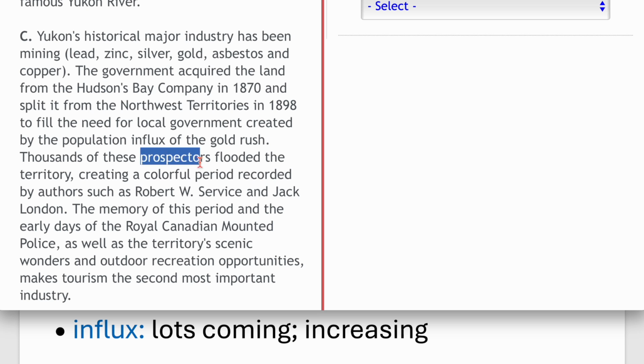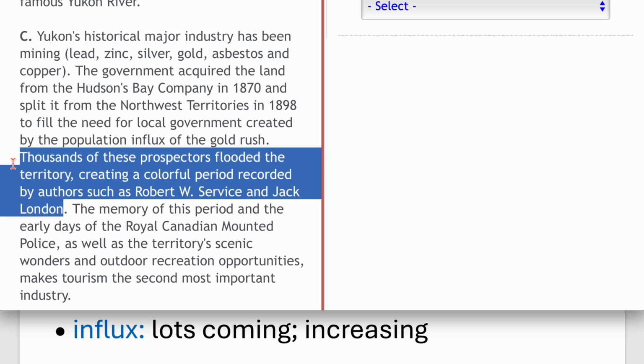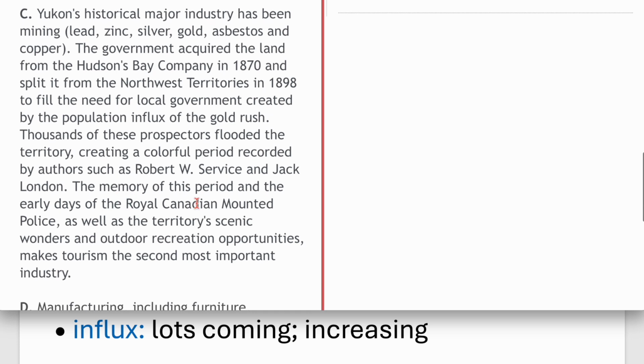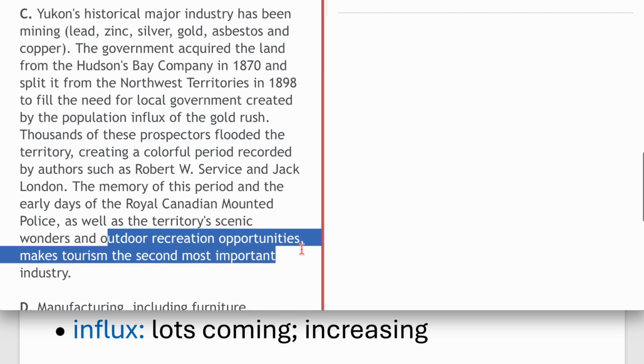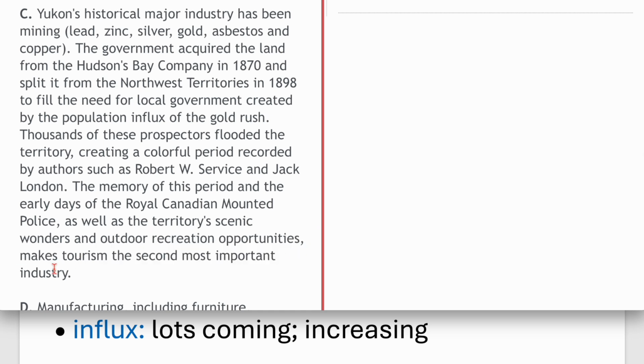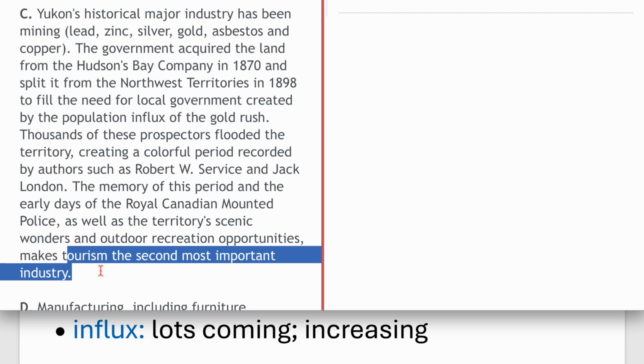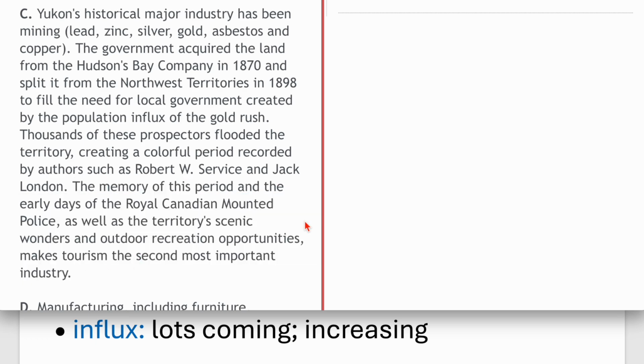Thousands of these prospectors trying to find gold flooded the territory, creating a colorful period recorded by authors such as Robert W. Service and Jack London. So these authors, they wrote about this period, okay? The memory of this period and the early days of the Royal Canadian Mounted Police, famous police in Canada, as well as the territory's scenic wonders and outdoor recreation opportunities, make tourism the second most important industry. Yes, I would love to go there. So it's talking about that industry there.